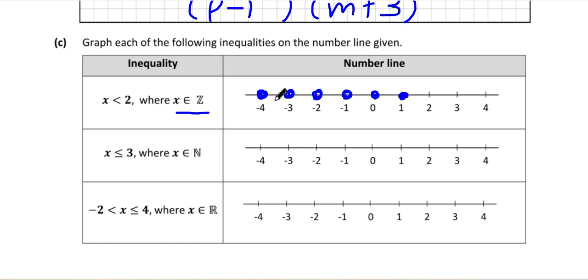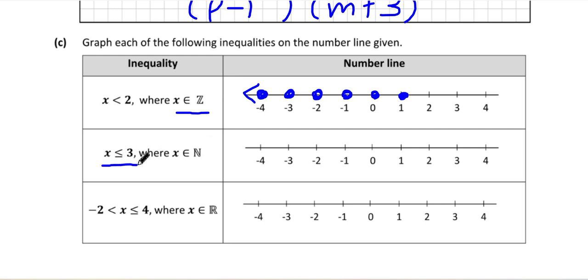Okay. Even now, I made one mistake. Yes. Have an arrow to say that it goes on forever. It keeps going to the left forever. All good? Okay. Next question.